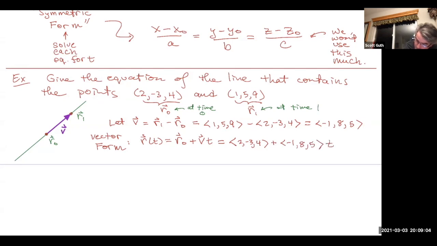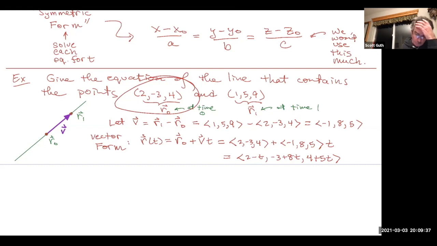times t. And then maybe if you really want it to look like a vector in this vector function, you would do 2 minus t, negative 3 plus 8t, and 4 plus 5t. So that again is a vector function. It takes a scalar as an input and it outputs a point on the line. And you can see it, if you put zero for t here, you get 2, negative 3, 4, which is the starting point.